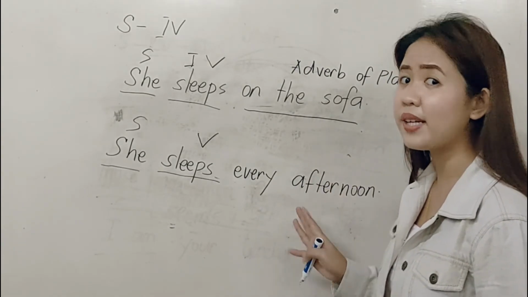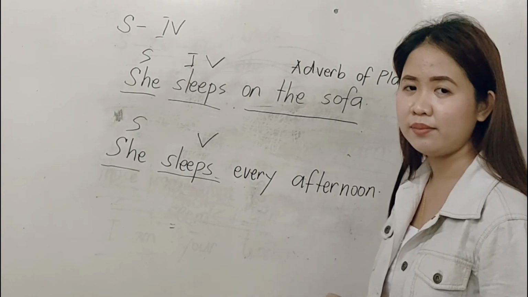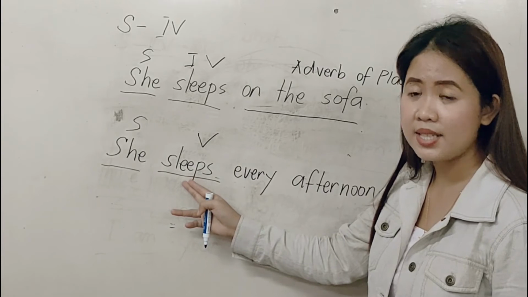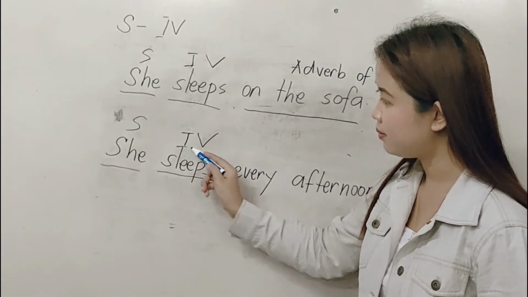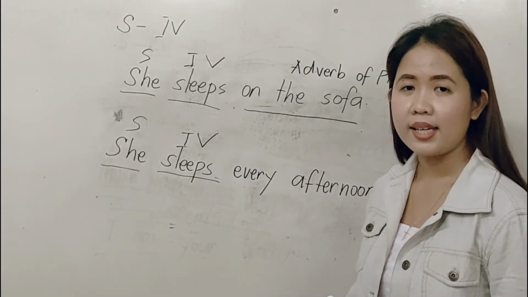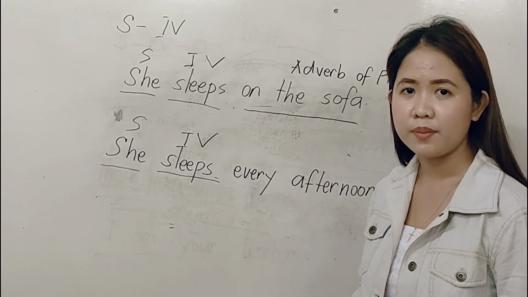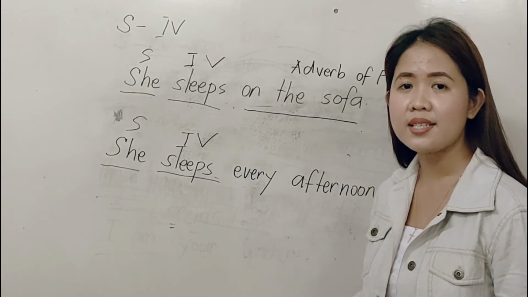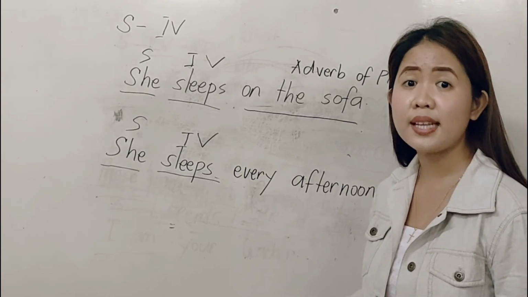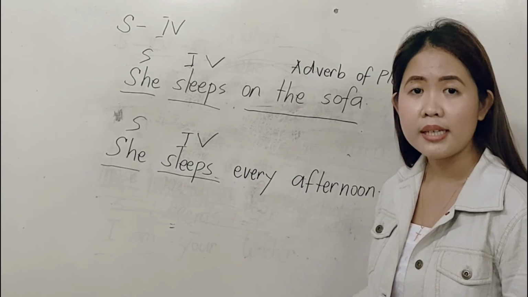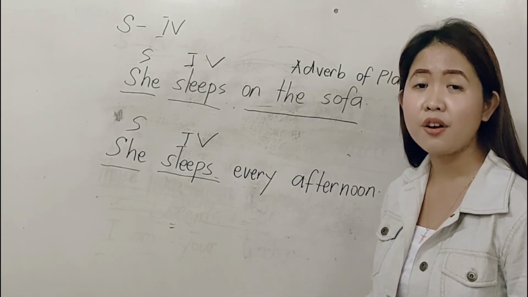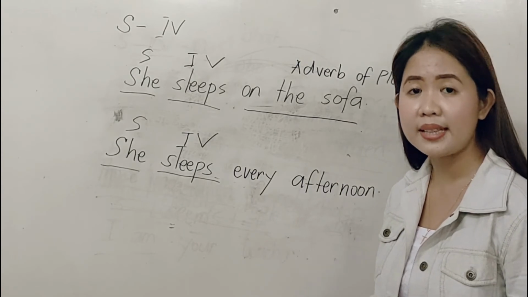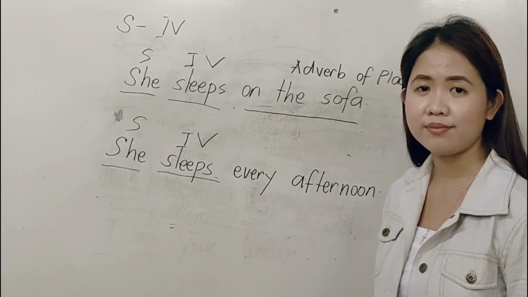Again, if there is no direct object in the sentence, we will label this verb as an intransitive verb. Again, the adding of any adverb or prepositional phrases does not affect the sentence pattern, but they make the meaning of the sentence more complete or more understandable or detailed.